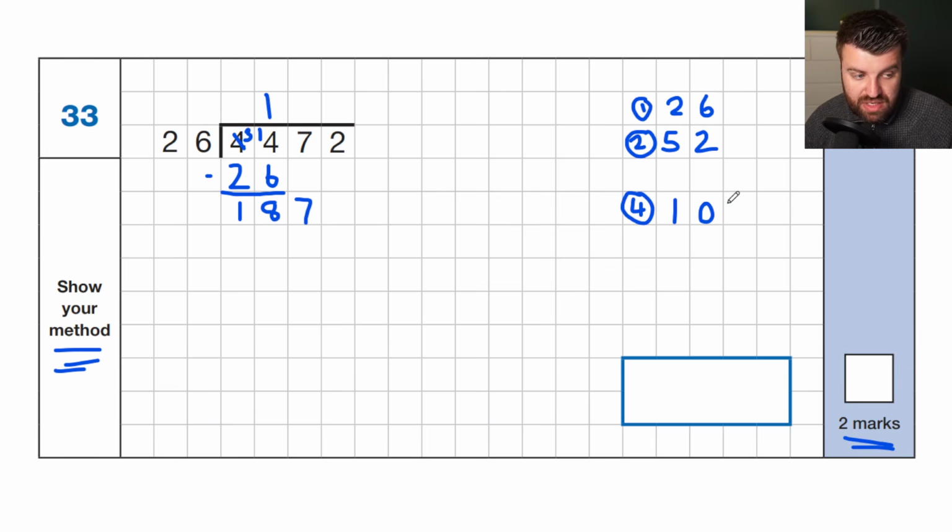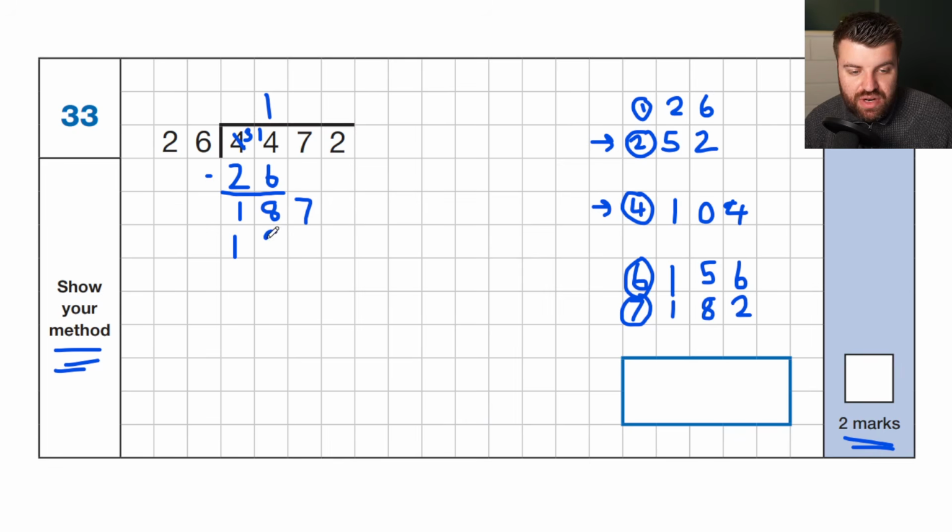So we know 4 lots is 104. Okay, we still don't have enough. I'm going to go to 6 lots, because 6 lots is 2 lots plus 4 lots. 104 plus 52 gets us 156. Now that's getting closer. Let's add on another 26 and see if we still have too much or not. 7 lots, so we add on another 26 here. 26 plus 156 gets us to 182. Perfect. That's as close as we need to get.